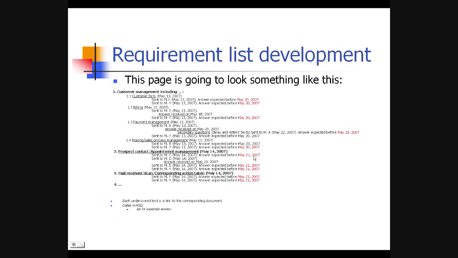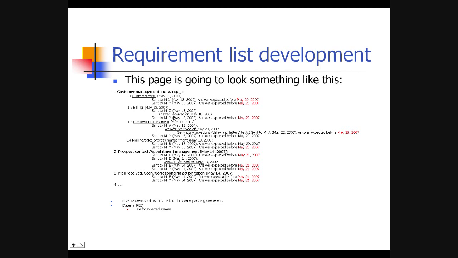The red dates are for expected answer. You sent a question to Mr. X here on May 13 and you are expecting the answer before May 20. So this date here is your breaking point. At that point you're going to do something to get your answer if you haven't received it yet.